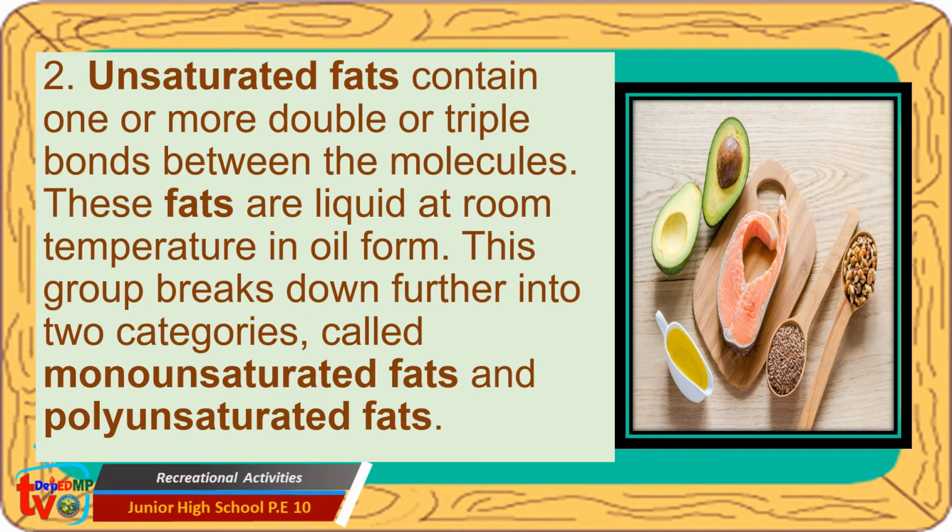And the second one, unsaturated fats. It contains one or more double or triple bonds between the molecules. These fats are liquid at room temperature in oil form. This group breaks down further into two categories, called the monounsaturated fats and polyunsaturated fats.